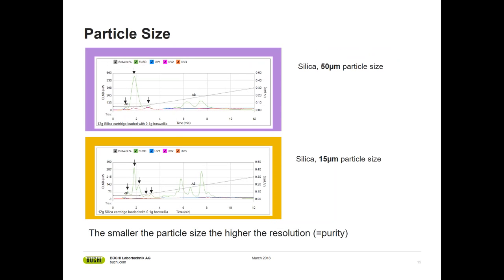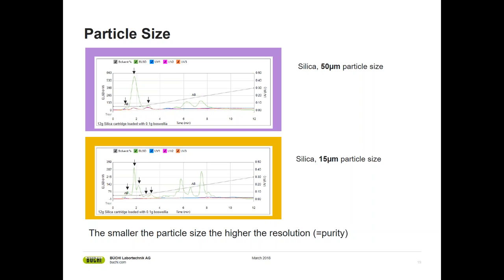And here in an example from our application lab, we run the same sample with a cartridge filled with big particles on top and below with small particles. And you can clearly see how the resolution gets improved. So with the 50 micrometer particles, we get 3 different peaks in the first 3 minutes of the run, indicated with the black arrows. And with a small one, we see at least 5 different peaks.